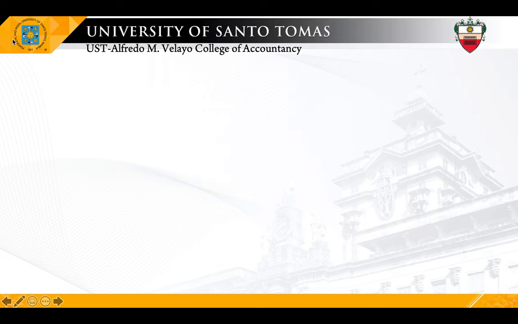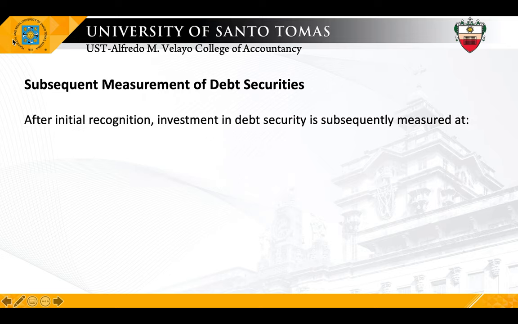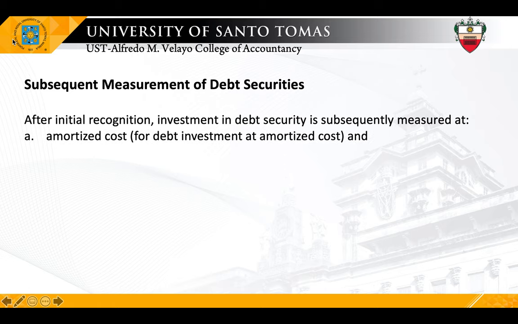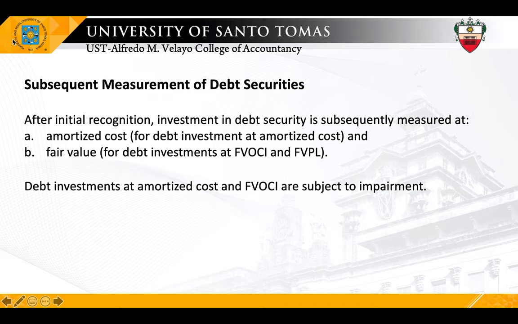Now, after the initial measurement, there is also the concept of subsequent measurement. So this is the measurement subsequent to initial recognition. So after initial recognition, investment in debt security is subsequently measured at number one, amortized cost, for the debt security classified at amortized cost, and fair value for debt security classified at fair value through OCI and fair value through profit or loss. Debt investments at amortized cost and fair value through OCI are subject to impairment, meaning debt investment at fair value through profit or loss is not subjected to impairment.